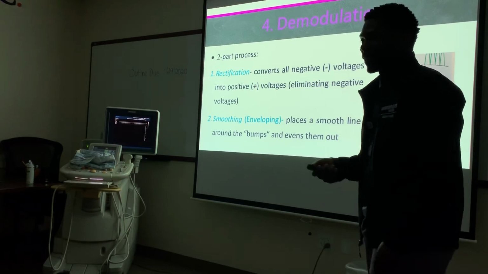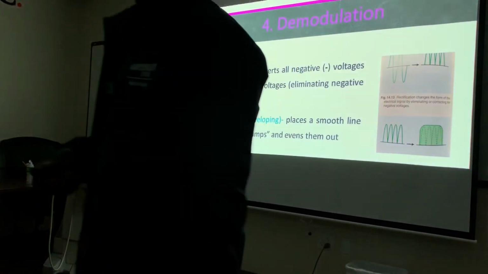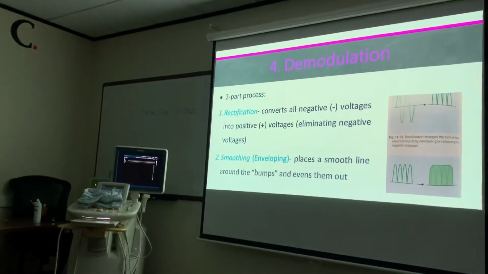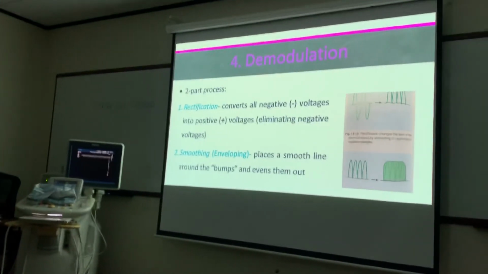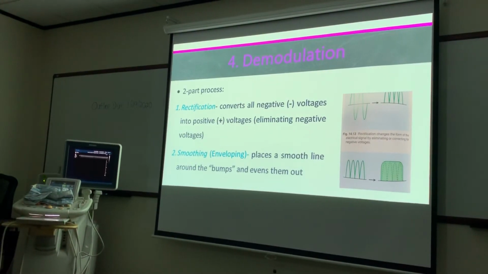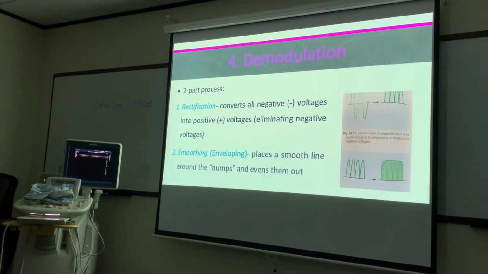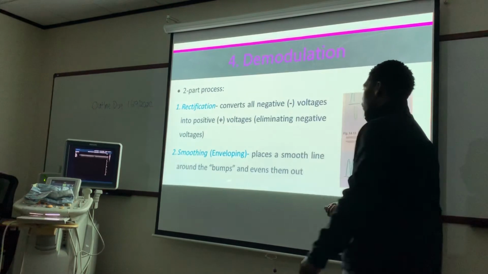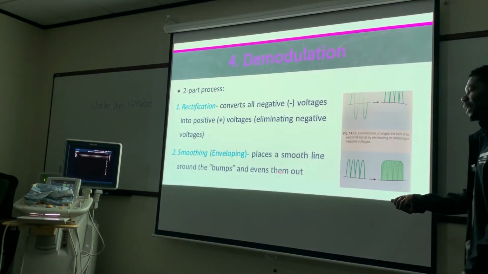Okay? So rectification is gonna convert all of our negative voltages into positive voltages. Basically, putting them on the positive side of our spectral analysis. Okay? Changing the form of electrical signal by eliminating and correcting for negative voltages. Okay? Then we have what's called smoothing. The second part is called smoothing or enveloping. Okay? I know what this one does. That places a smooth line around the bumps and evens them out.